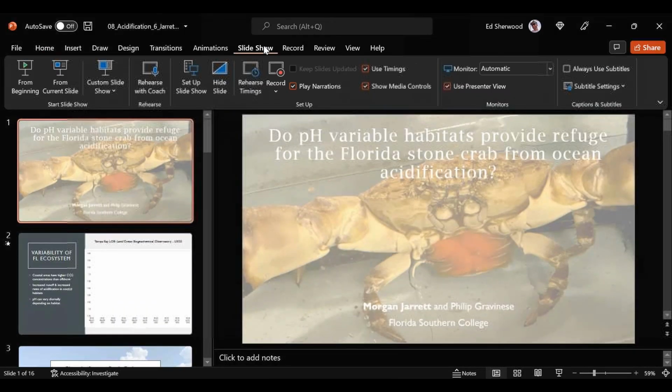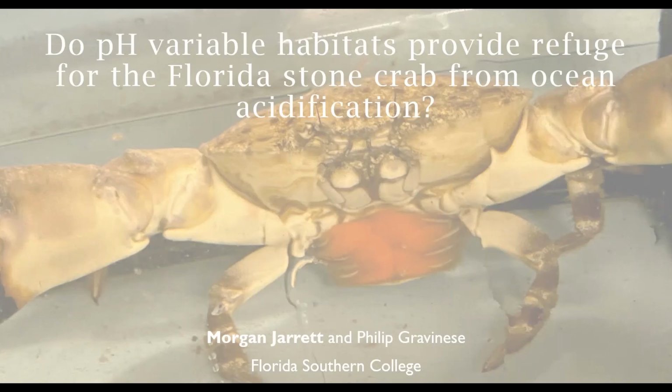Our final presentation will be by Morgan Jarrett. She's going to present on do pH variable habitats provide refuge for the Florida stone crab from ocean acidification? Morgan is currently a student at Florida Southern College working with Phil on ocean acidification. And Morgan, whenever you're ready, feel free to take it away.